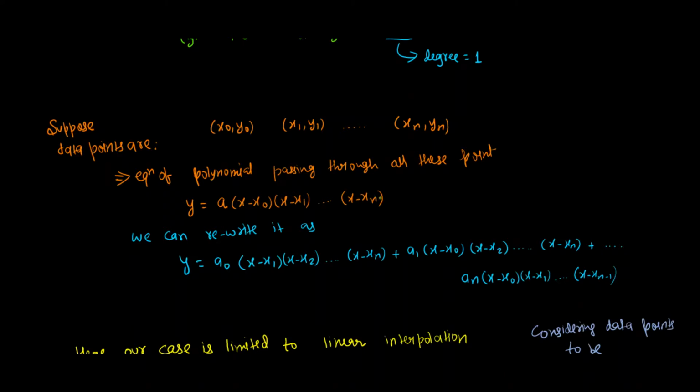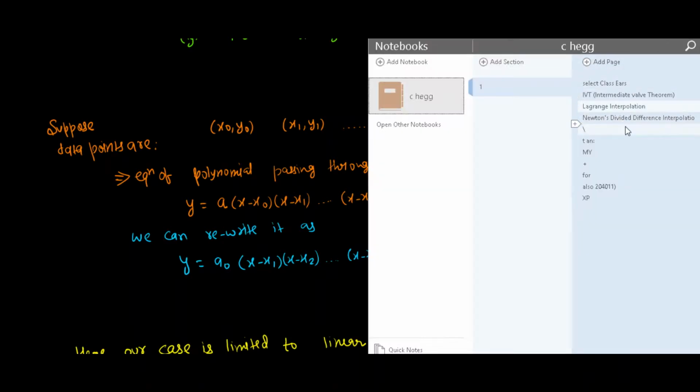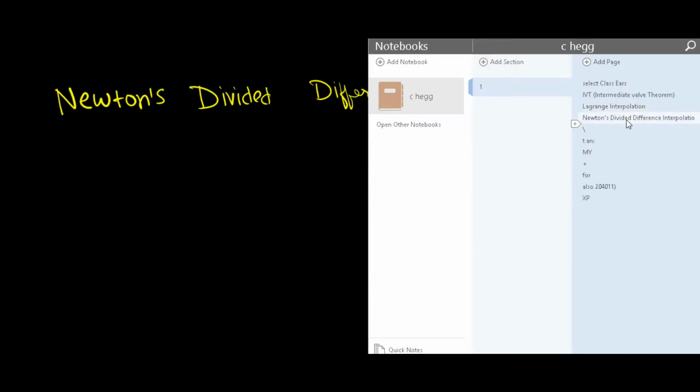And the equation of such a polynomial can be rewritten in this format, in the form a naught, x minus x1 into x minus x2, like in this format only. So what I wish to say is, to represent one polynomial, we can have several methods, several ways we can rewrite it, and this is all about interpolation here.